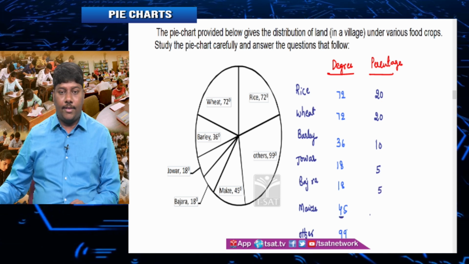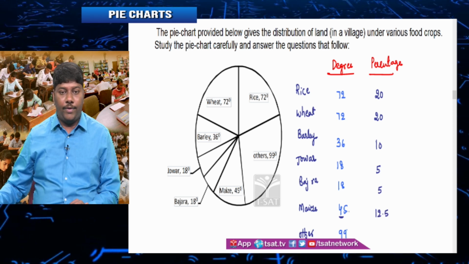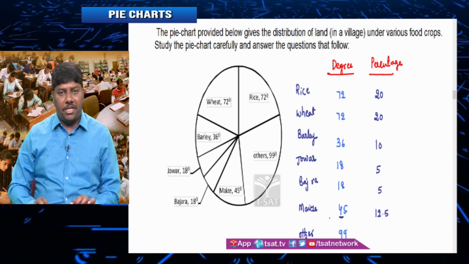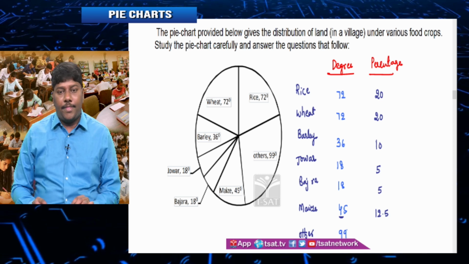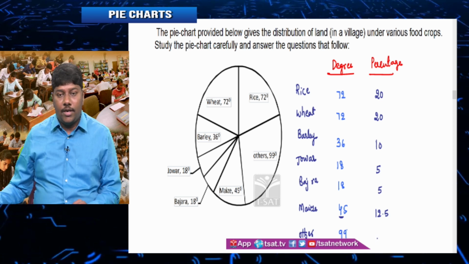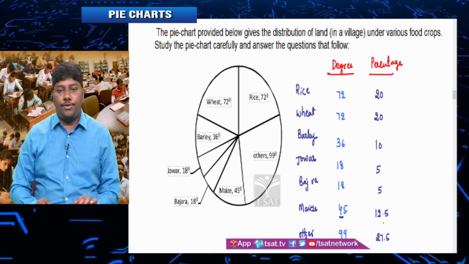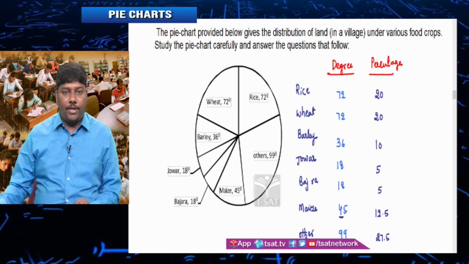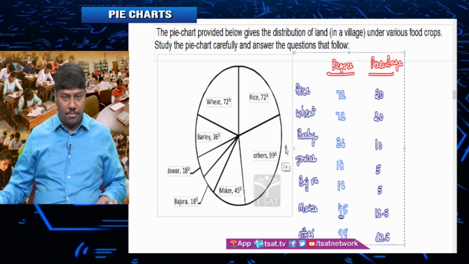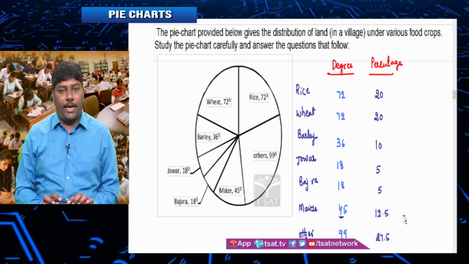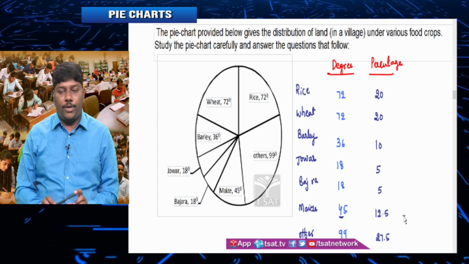This is 36 plus 9, 10 plus 2.5, 12.5. I told you in the beginning how do we convert 45 and 99. When you look at 99 also, 90 means 25%, 9 means 2.5%. Therefore, 25 plus 2.5 gives me 27.5%. In terms of percentage, if you add everything, it's going to be 100%. Now, this data is very, very important for us. So, before we look at the questions, we need to have this data handy. Now, we don't need to go back to the graph because we have all the data which we required.